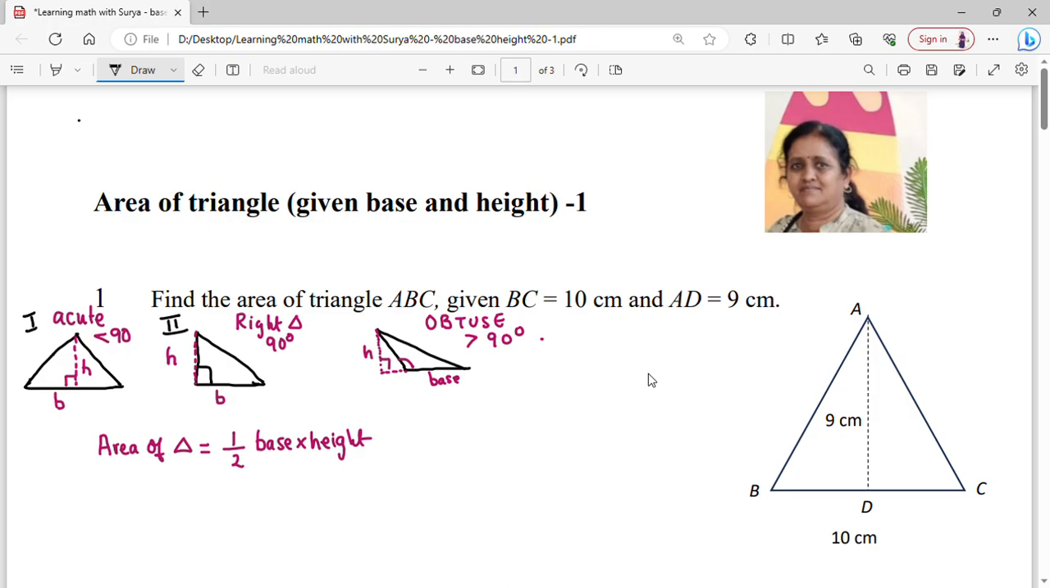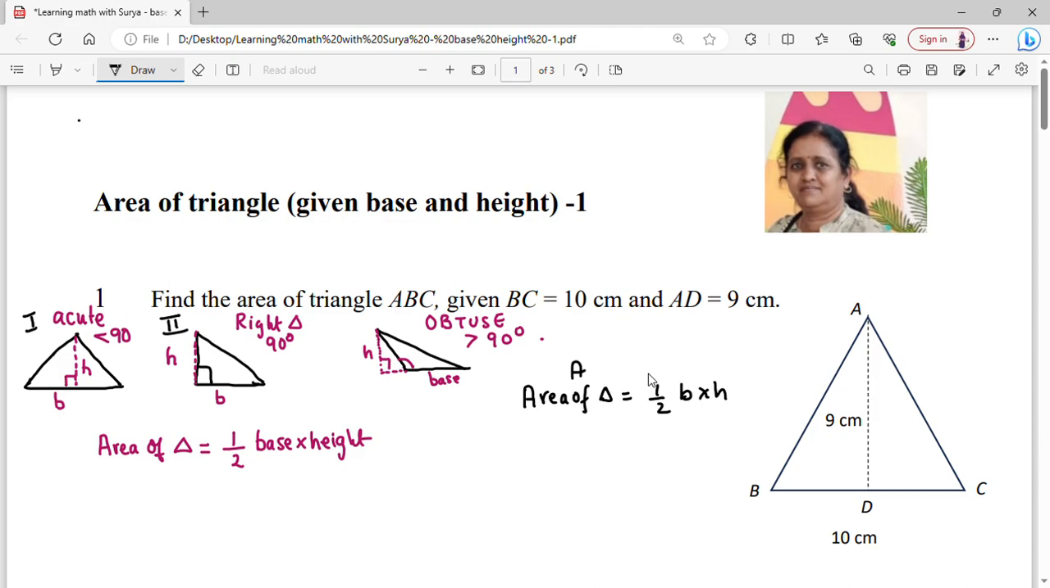So my advice would be, or it is a good habit, to write the entire formula. I see students only writing half base times height, but it would be a good practice to write area of a triangle is equal to half base times height. Now, the reason being that you have three variables here. One is the area, which is A. The other one is the base and this is the height.